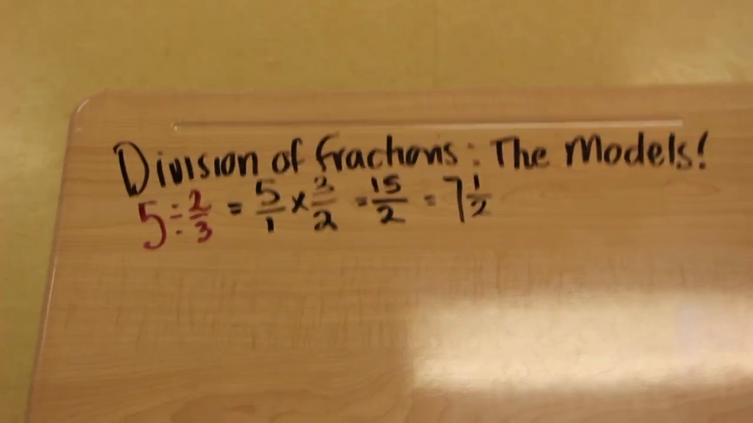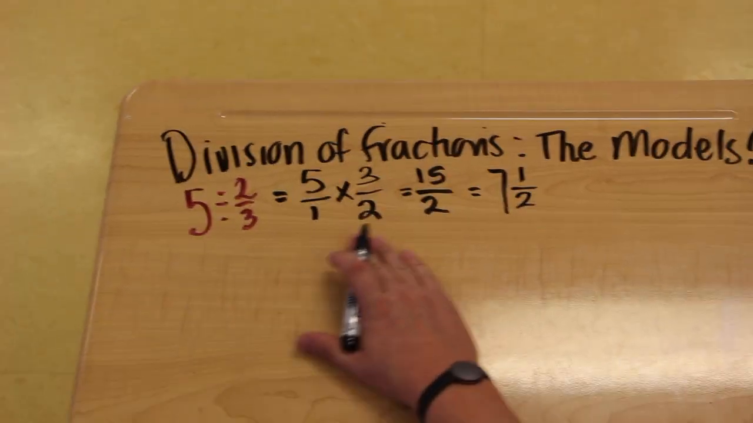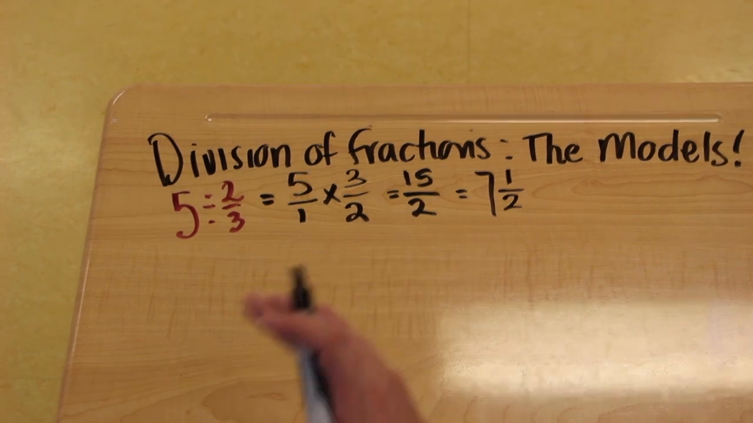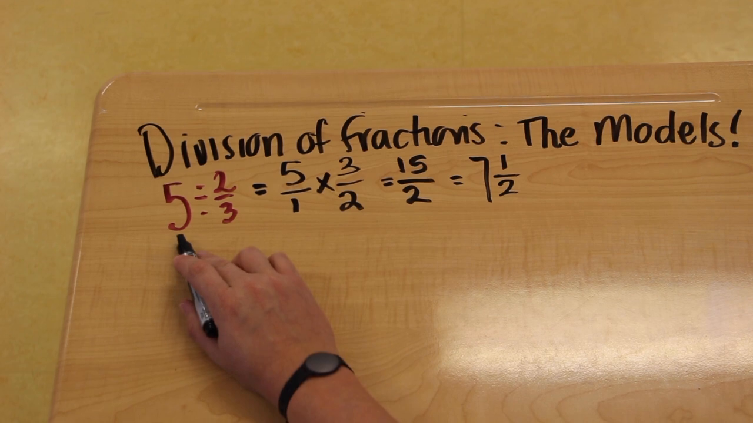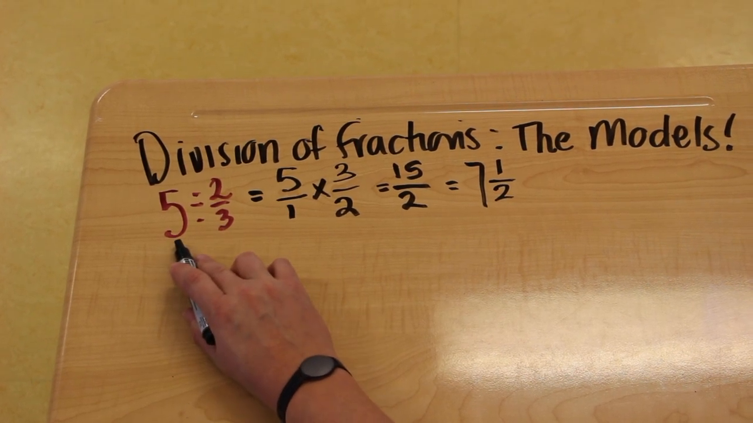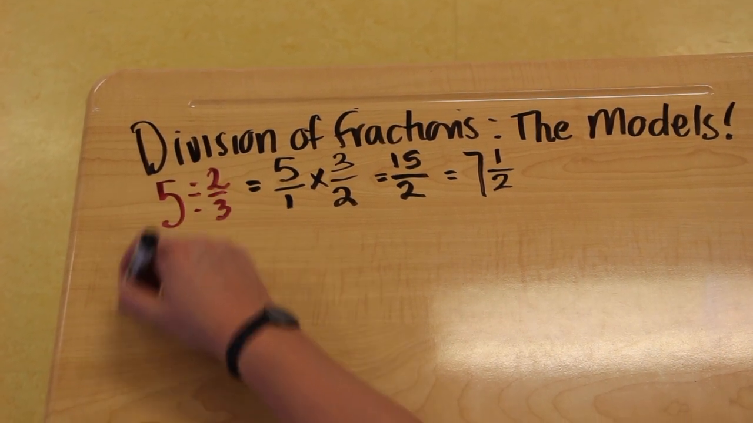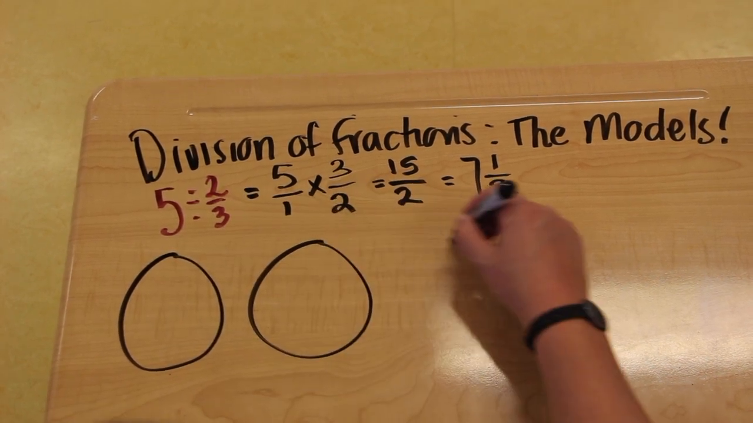So we're going to start off with the circle. So we're going to represent this mathematical question using circles cut into like pie pieces. So the first thing we're going to do is draw what we have here. Okay, so we want to know if we have 5. So we're going to draw 5 circles.